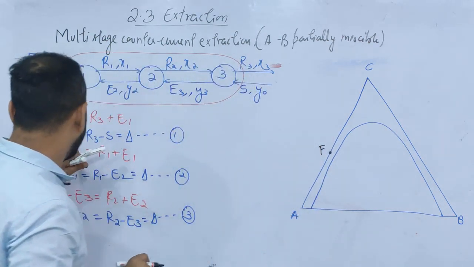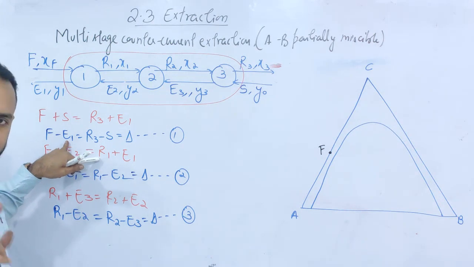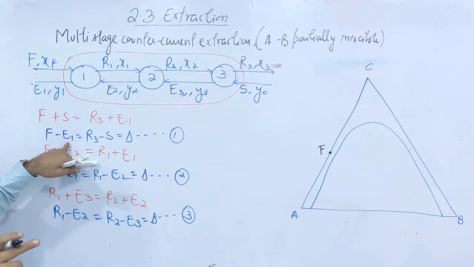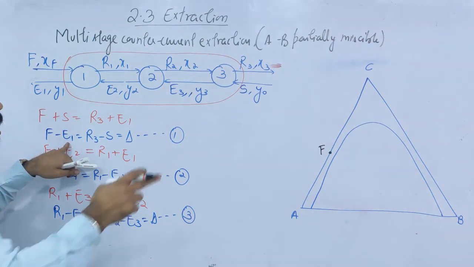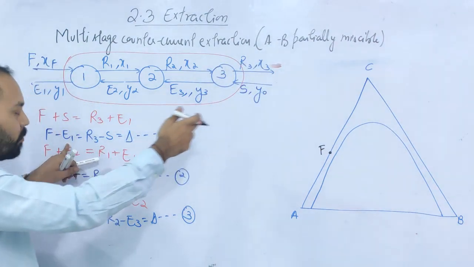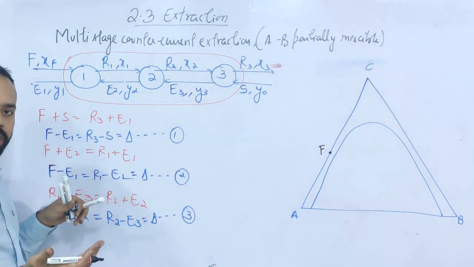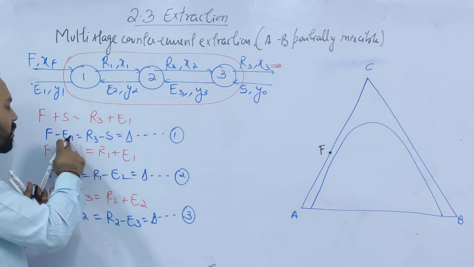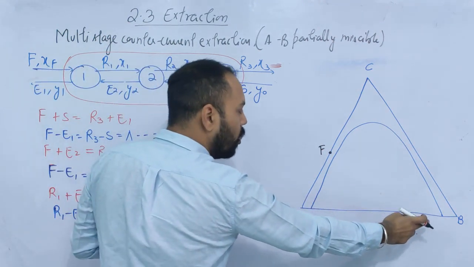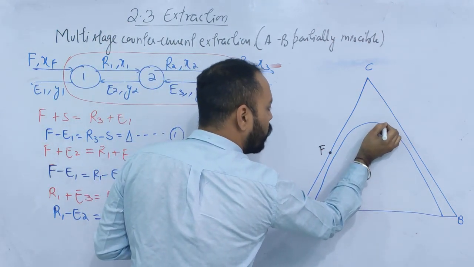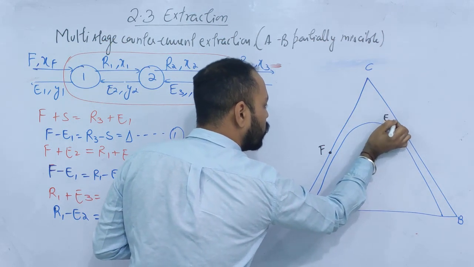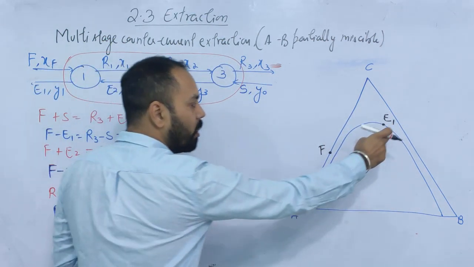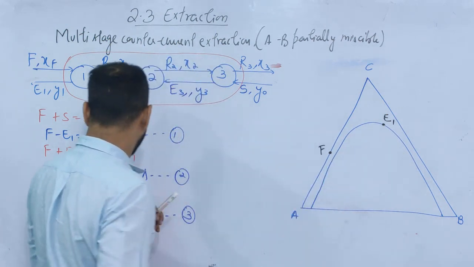Fine. Where is E1? E1 is the composition of extract. Extract composition always lies on the equilibrium curve. I'm assuming A and B partially miscible. It means extract contains all the 3 components, should lie inside the triangle, and because it is extract, it should be closer to B. So suppose somewhere here, this is the extract composition. So this must be E1. Do not make E1 at this side. E1 must lie on the equilibrium curve.